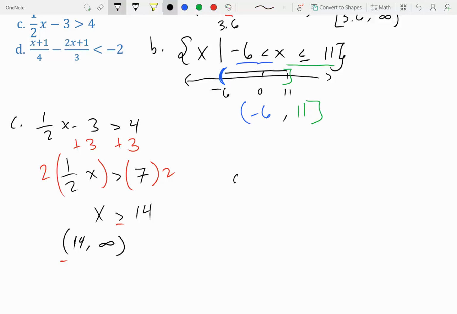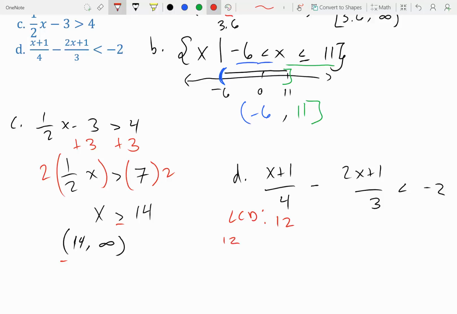Alright, last, D. We have x plus 1 over 4 minus 2x plus 1 over 3 is less than negative 2. Now we can approach this two ways, but I'm teaching you this way for this example because it's how we're going to treat fractions from now on. We're going to get rid of them. So let's get rid of the fractions. We can get rid of the fractions by finding the LCD of all the denominators. So our denominators are 4, 3, and 1. So 4 and 3 have 12 in common, so our LCD is 12.